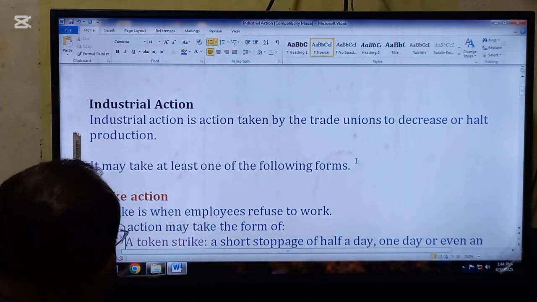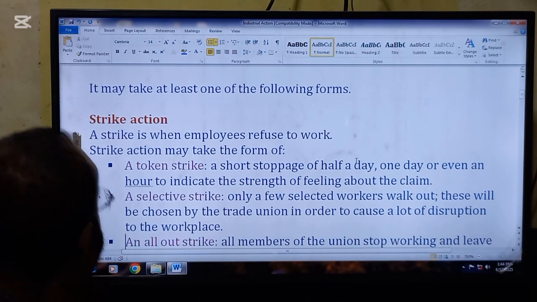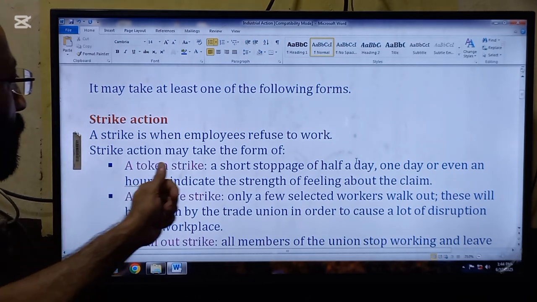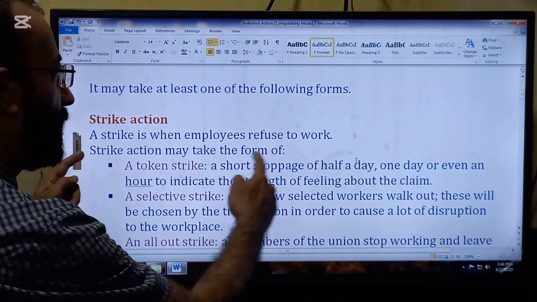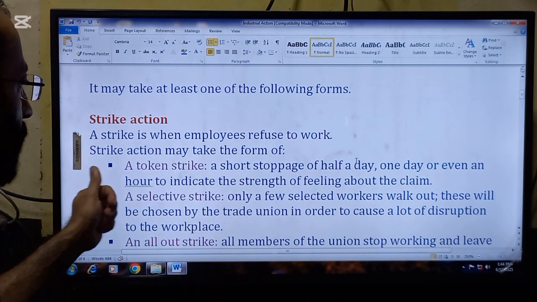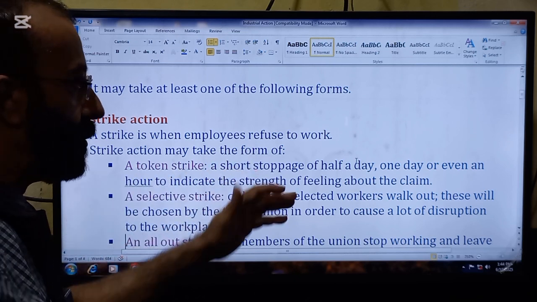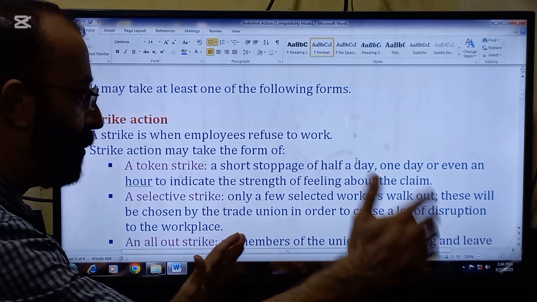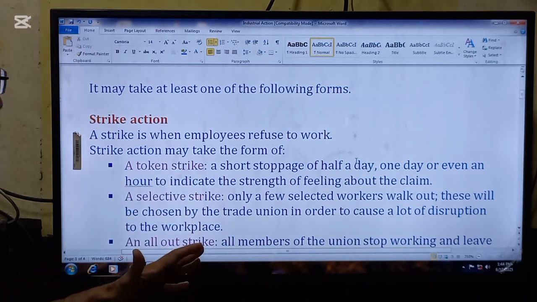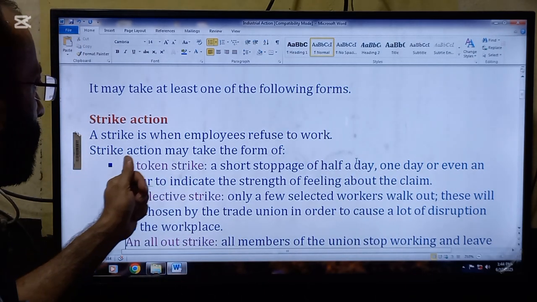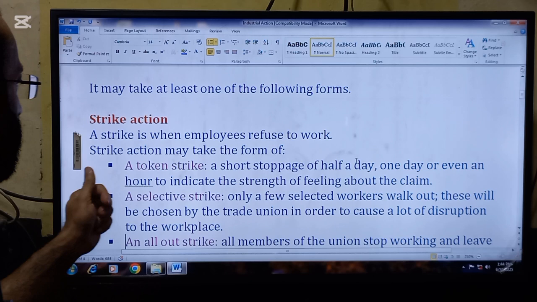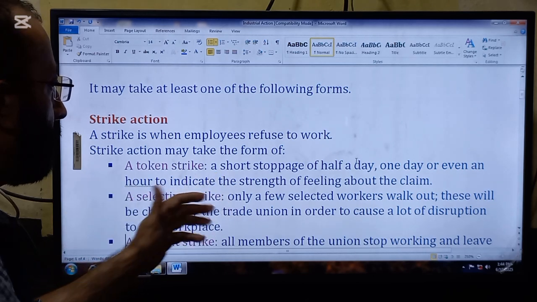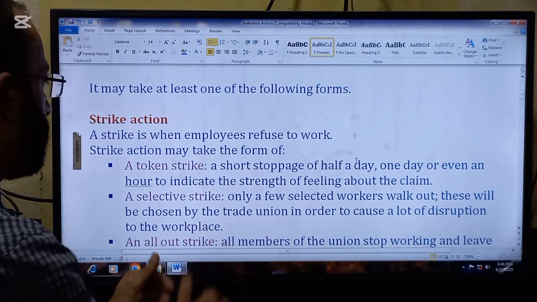First is strike action. A strike is when employees refuse to work. So this is the definition of the strike. A strike is when employees refuse to work. So they simply leave their work and move out or sit idle. Strike action may take the form of, so here are the different types of the strikes.